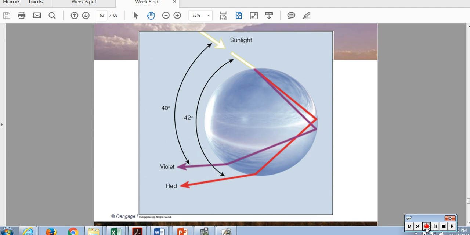If it's in the summer, you'd be looking more northeast. If it was the winter, you'd be looking more southeast. But the sun needs to be at your back, and the water droplet acts like a prism would to a beam of light.